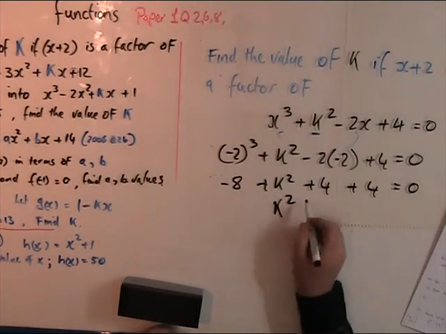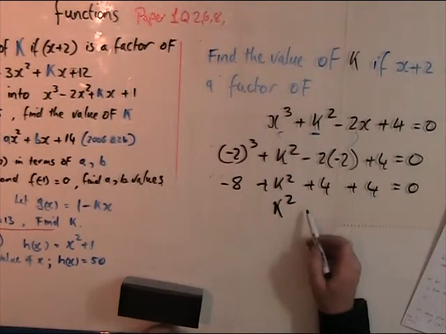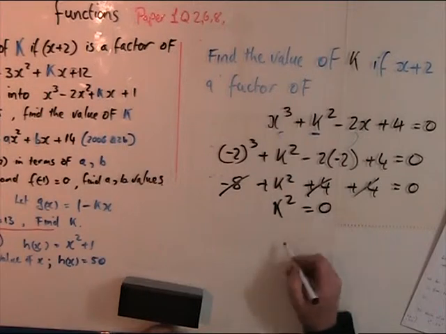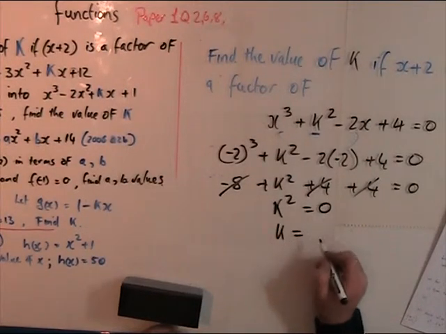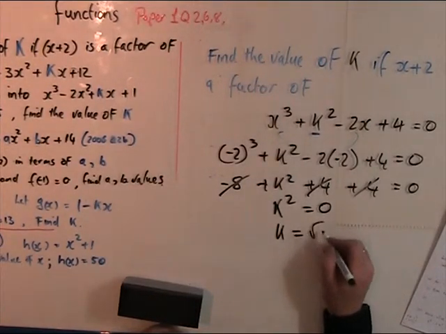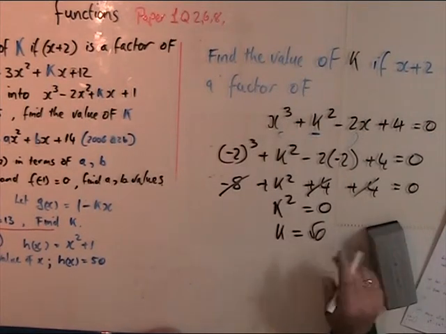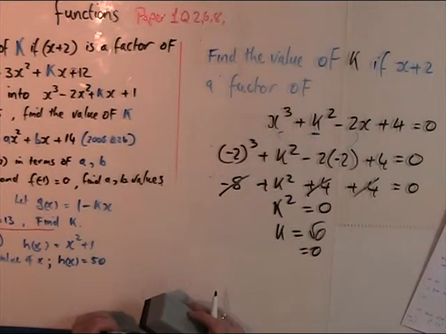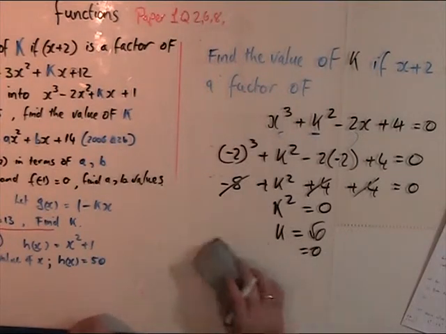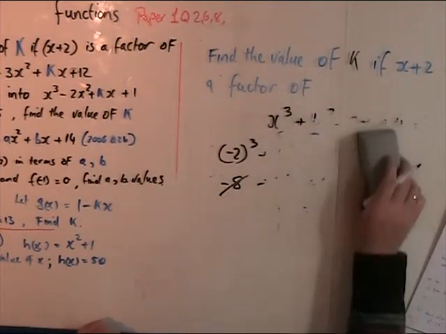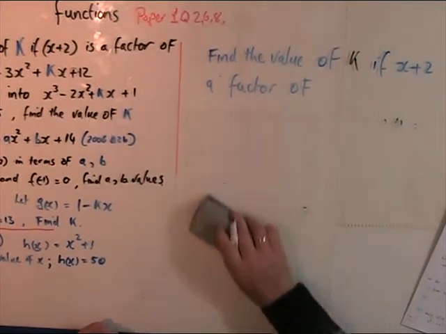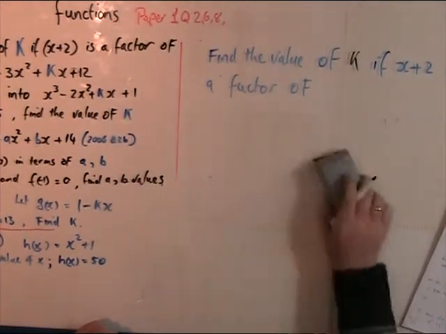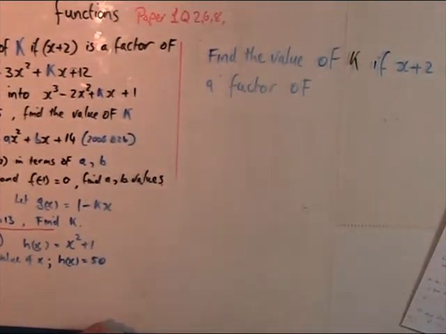k squared minus 8 plus 4, they cancel. k squared is equal to 0. Now that's going to show you k is equal to what? The square root of 0? The square root of 0 is 0. So k is equal to 0. And that's the answer to that. So you've solved for k. Right, so remember that, given the root, given the factors, or even given the roots, you can solve the equation. Divide them in, or find out what k is.